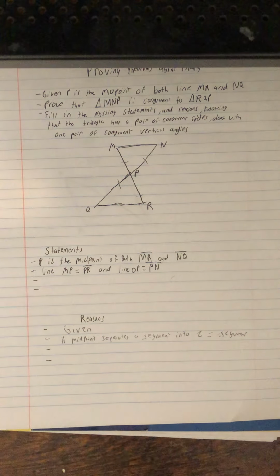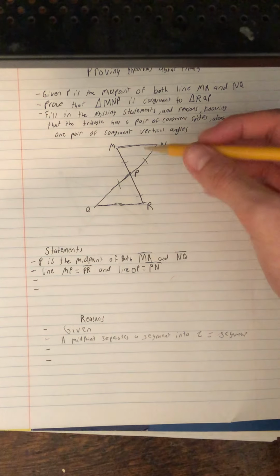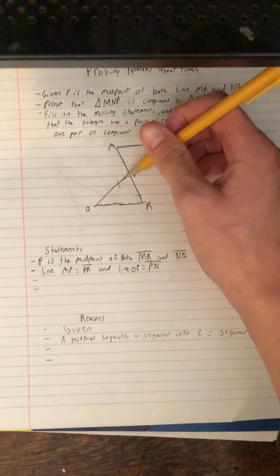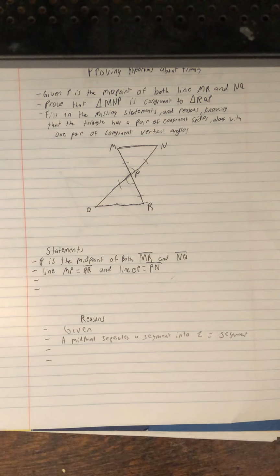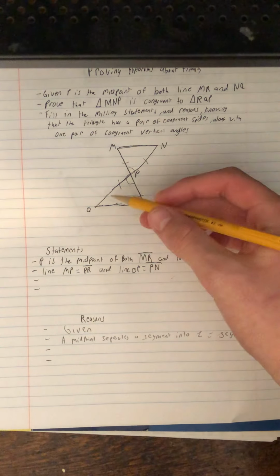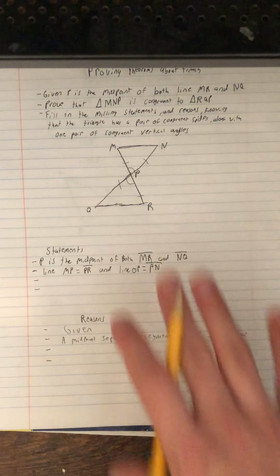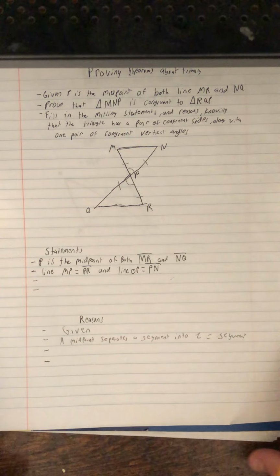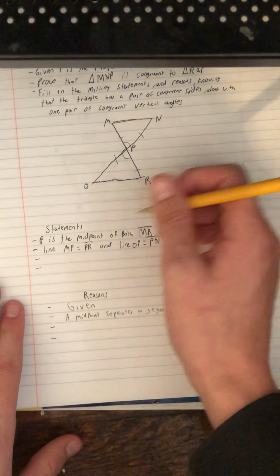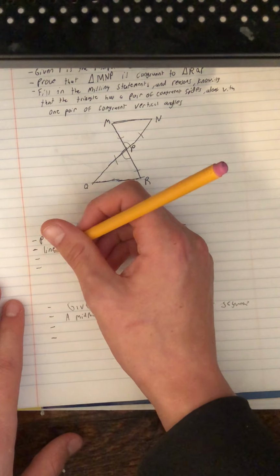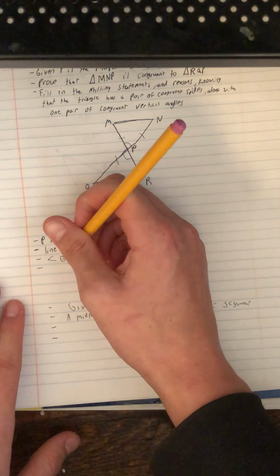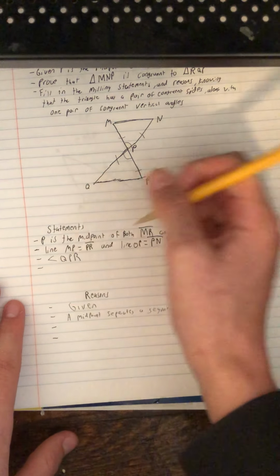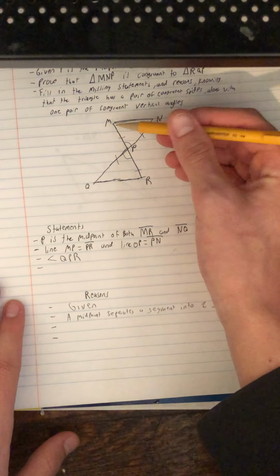Now, that next one, they kind of leave us hanging. They don't give us anything, but we can say that this pair of vertical angles are congruent due to the fact that these two lines intersect. So therefore we know that this pair of vertical angles are congruent. So we can say angle QPR is congruent to angle MPN.